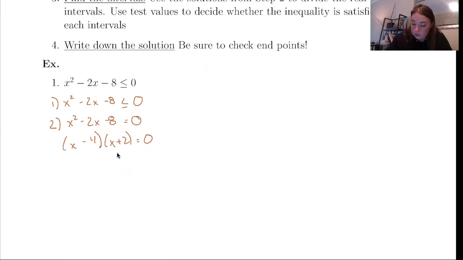So the zero product property says that either x minus 4 equals 0 or x plus 2 equals 0. So that gives me the options that x minus 4 equals 0, x plus 2 equals 0. So x could either equal 4 or x could equal -2.